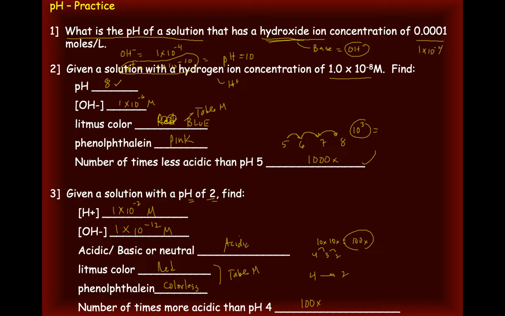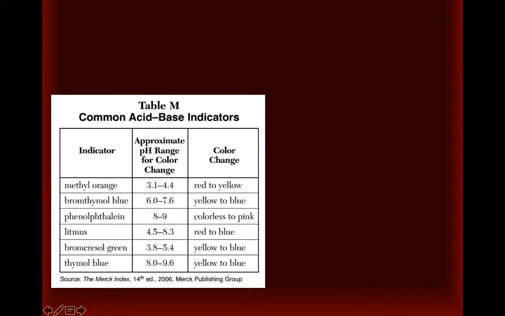They tend to show up on the exam. All right. The last one here is something called indicators. And indicators are ways to indicate whether you have an acid or a base.